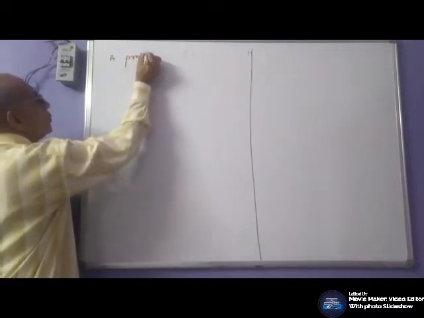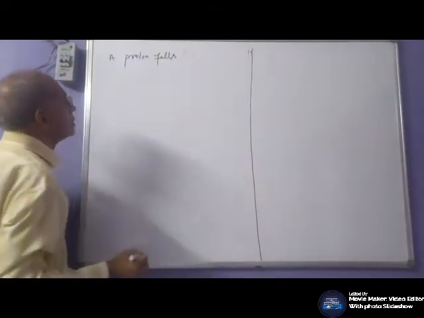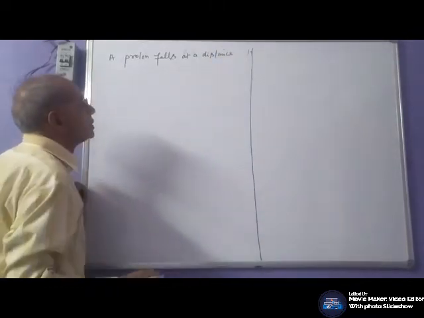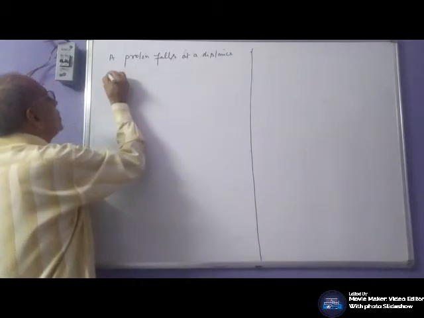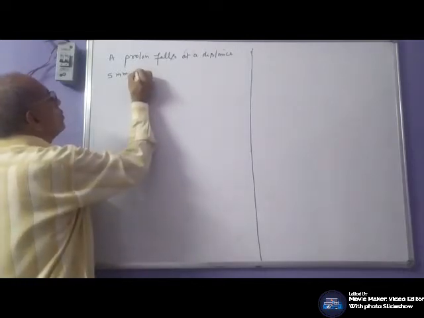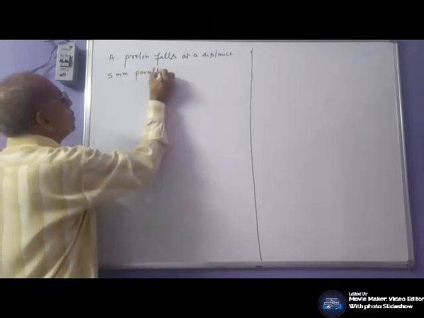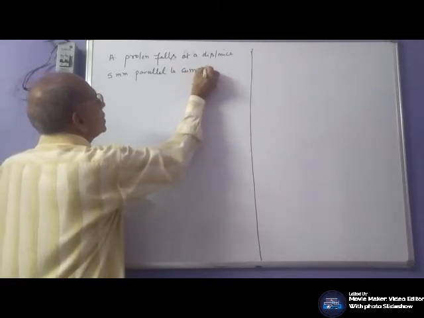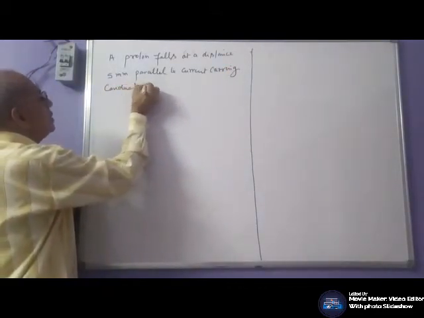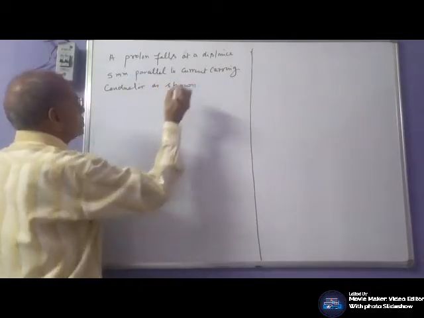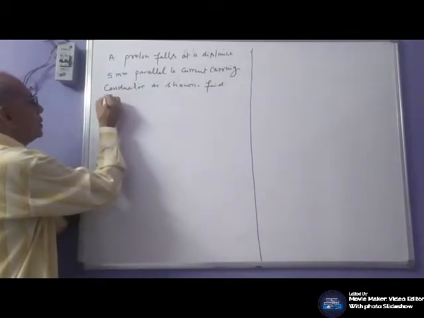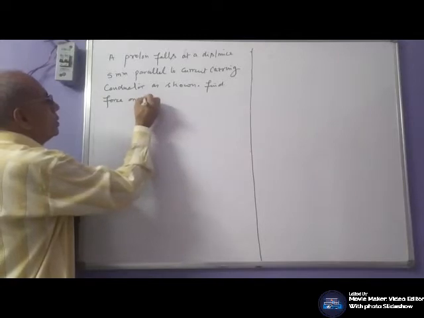Another question, a proton falls at a distance 5 mm parallel to current carrying conductor as shown. Find force on proton.